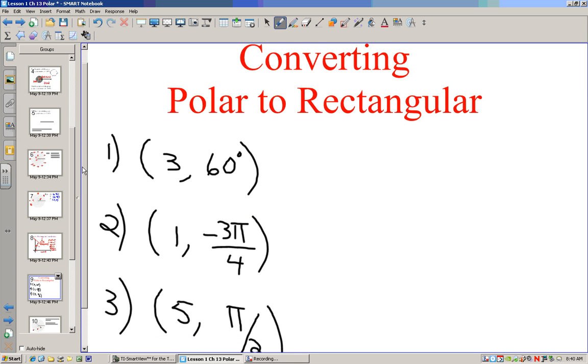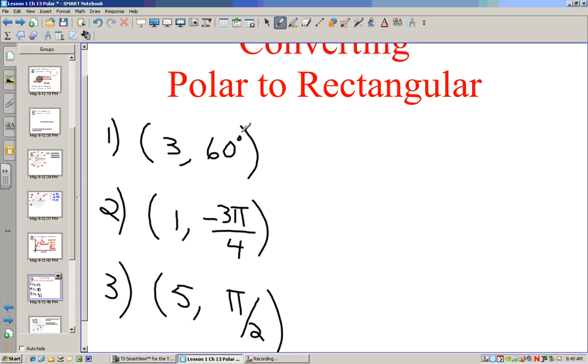Now, first I'm going to give you some easier ones where it's trig exact values. We could do all of these without a calculator. So pause the video, take a minute, figure these out in rectangular coordinates. Now I'm going to go through these.